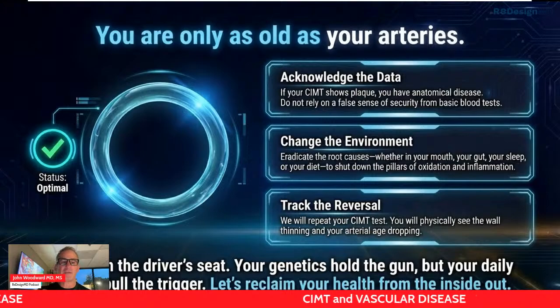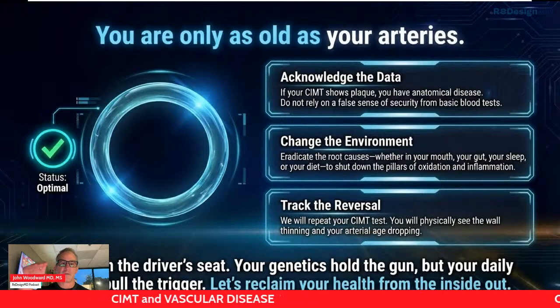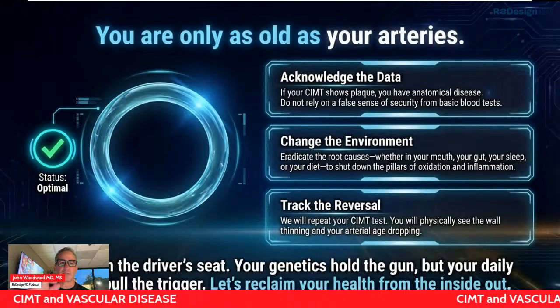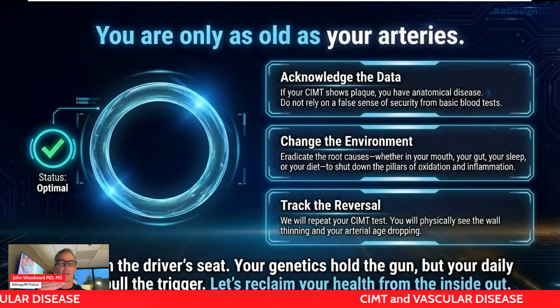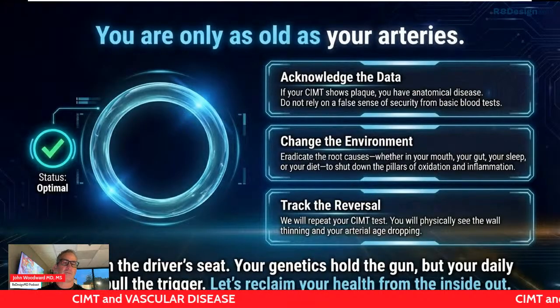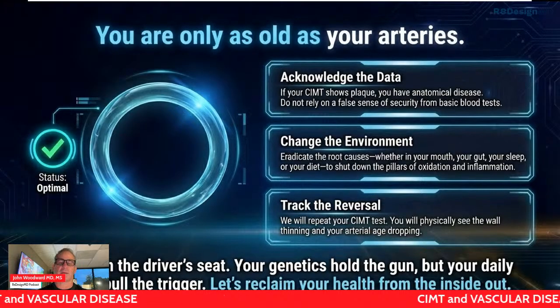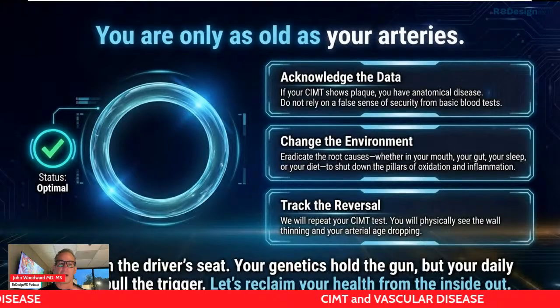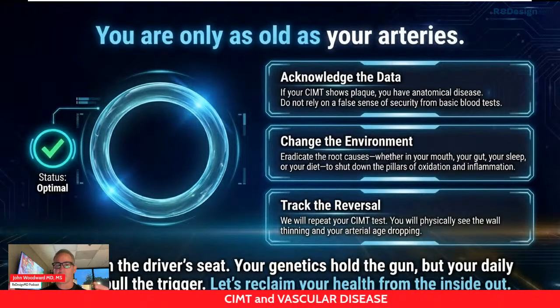We need to change the environment that bathes your genes in the wrong cocktail. So we need to look at the root causes, the toxins, the heavy metals, the environmental pollutants, the plasticizers, the pesticides, the herbicides, your diet, and reassess your diet in terms of your diet quality for oxidative and inflammatory mediators.